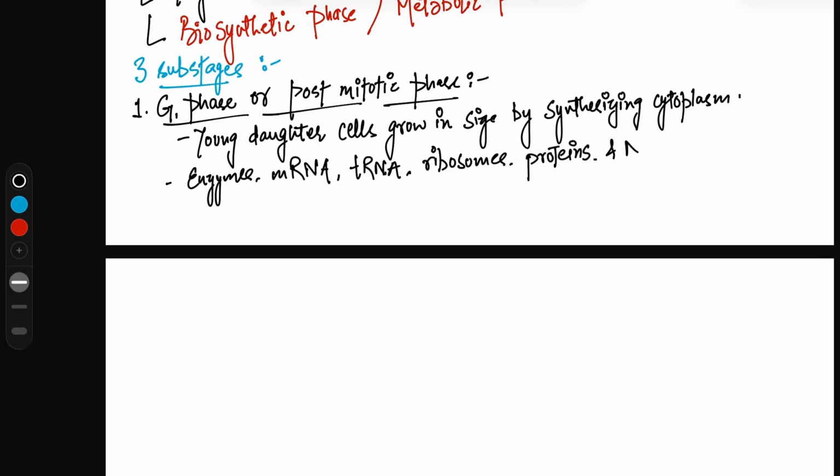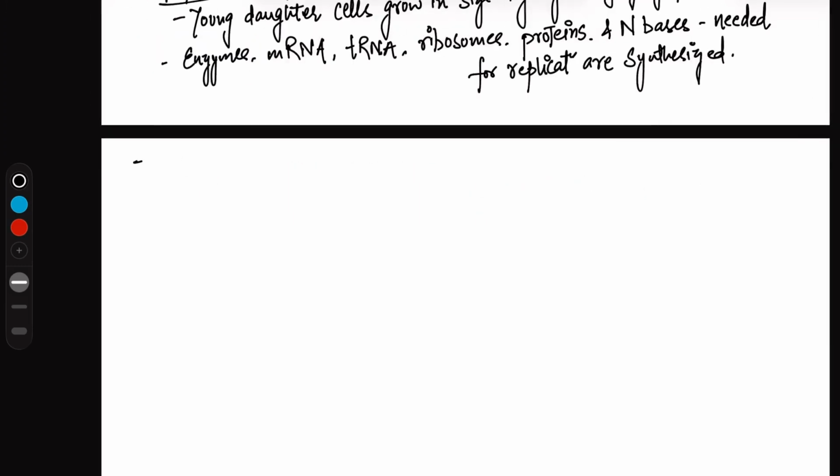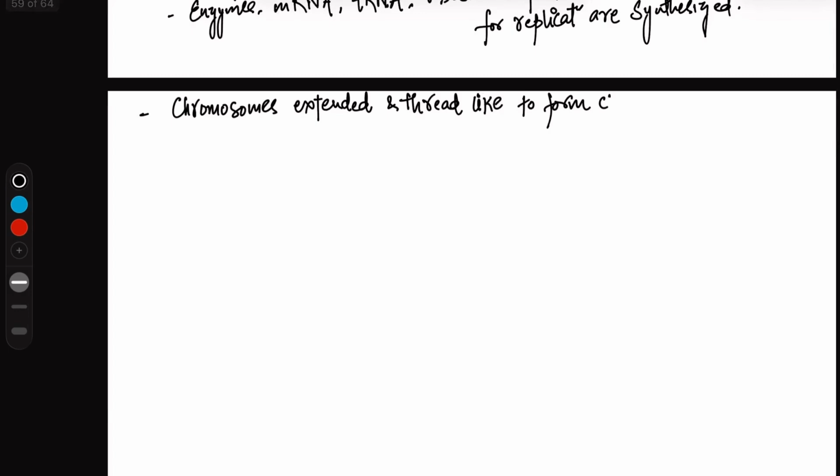Here, the cell synthesizes and stores enzymes, mRNA, tRNA, ribosomes, proteins, and nitrogenous bases, which are needed further for DNA replication. Just before dividing, what the cell needs, it synthesizes and stores in this phase. That's why it's called the G1 phase. Chromosomes here get extended to form chromatin, and it takes 30 to 40% of the total time of the cell cycle.